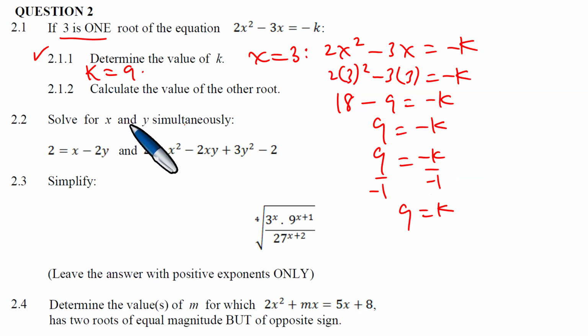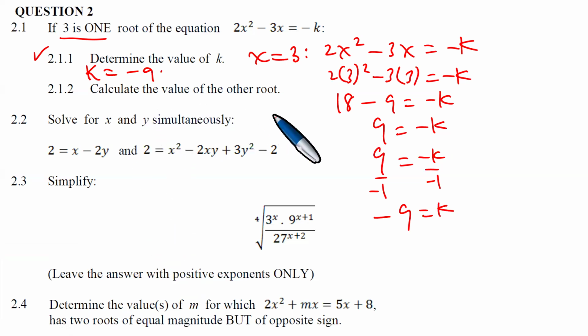In 2.1.2, calculate the value of the other roots. No, sir. Yes? Isn't k equal to negative 9? Well done. I'm happy that you are wide awake. K equals minus 9. Thanks to your observation, Tando. So indeed, k equals minus 9. Right, so let us continue.